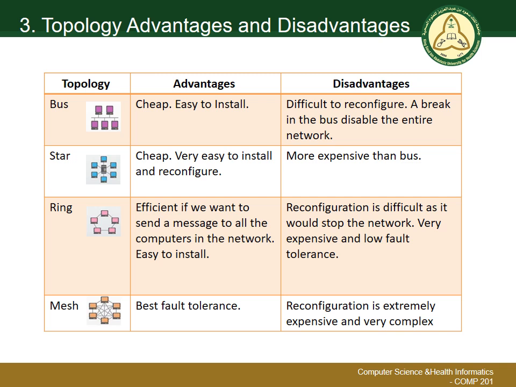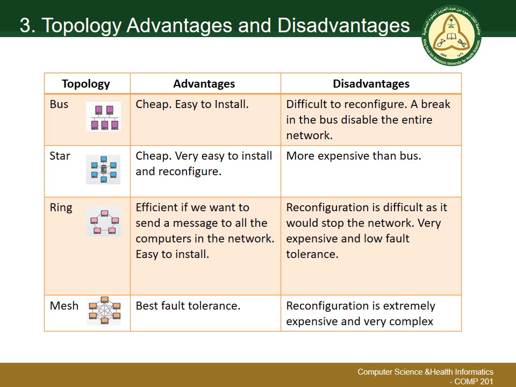Let's take a look in here between those different devices. Topology advantages and disadvantages. The bus topology, star topology, ring topology, and mesh topology. Those are the 4 different types of topology. The bus topology has advantages such as it is cheap and easy to install. The star topology is also cheap, still not expensive, very easy to install and reconfigure. We know that with the bus topology, we need to reconfigure it if we add a new device.